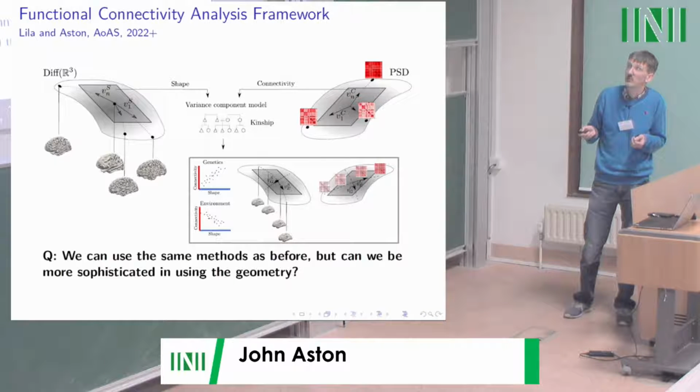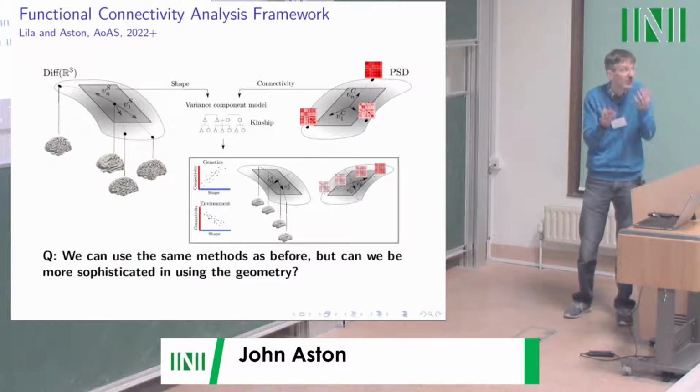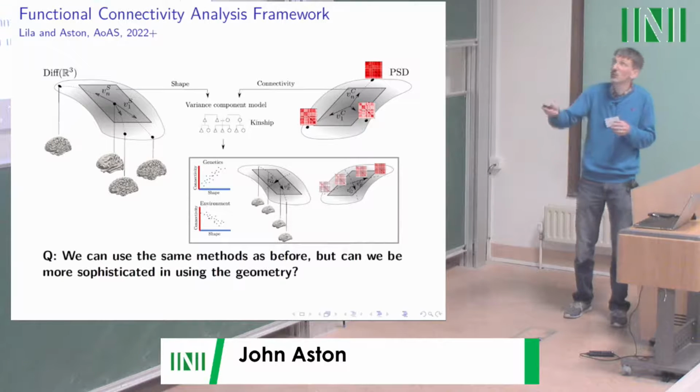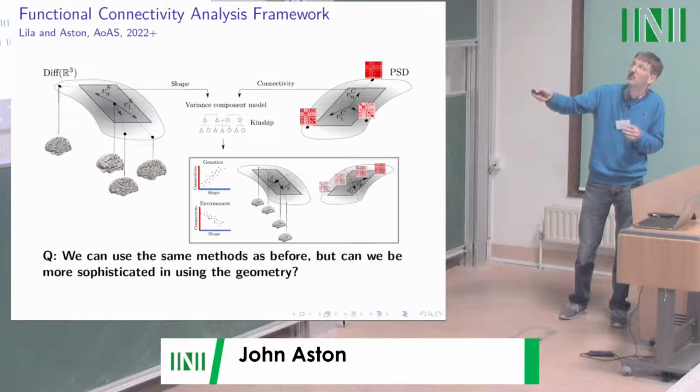All of that can be done before, but one of the interesting mathematical questions is, can I use the different geometries in a different way? Can I use both the brain geometry, how the brain itself is structured, but also the geometry of these function spaces? So this is a positive semi-definite space that's got a particular structure to it. What kind of analysis can I do there?